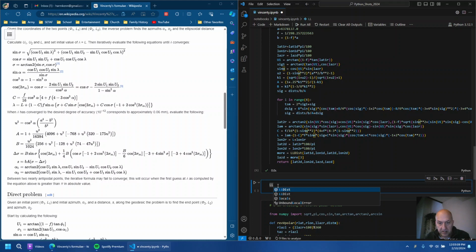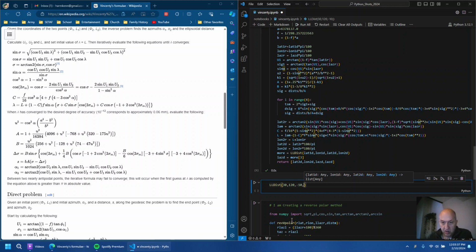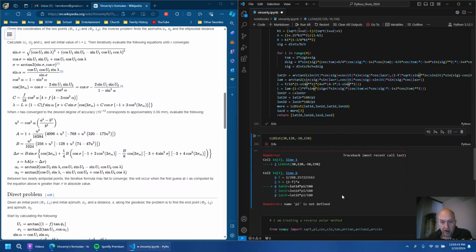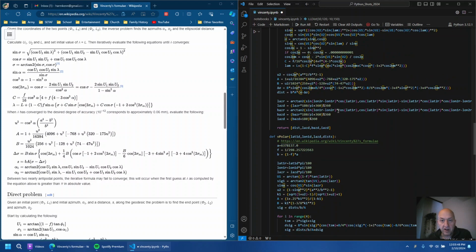So LL distance needs 4 items, latitude, longitude, latitude, longitude. So let's do something like 30 degrees latitude and 120 degrees longitude. I want to find the distance to negative 10 degrees latitude to 150 degrees longitude. And it kicks out 4 items. Ooh, pi is not defined. Hold on.